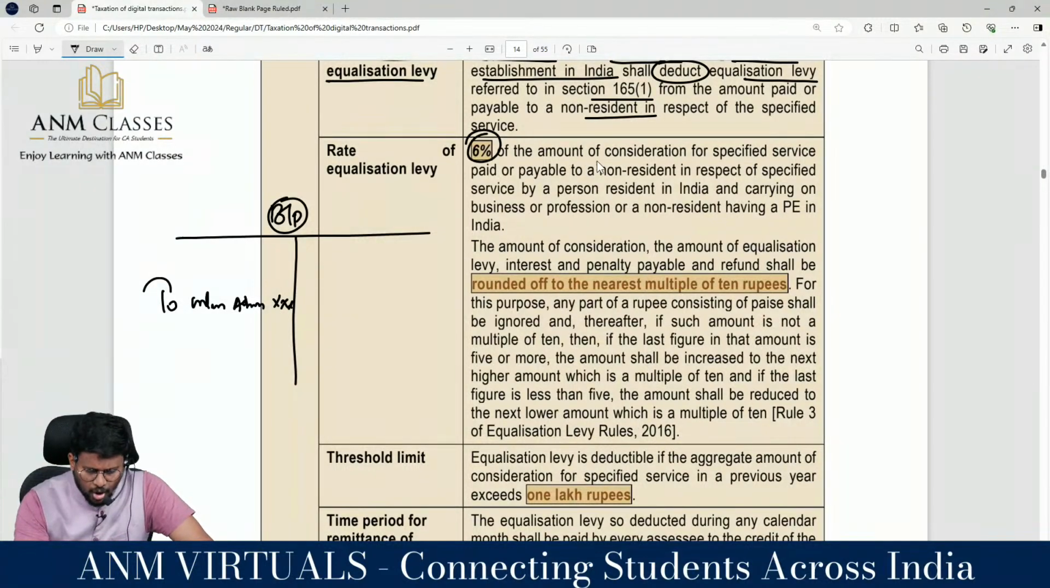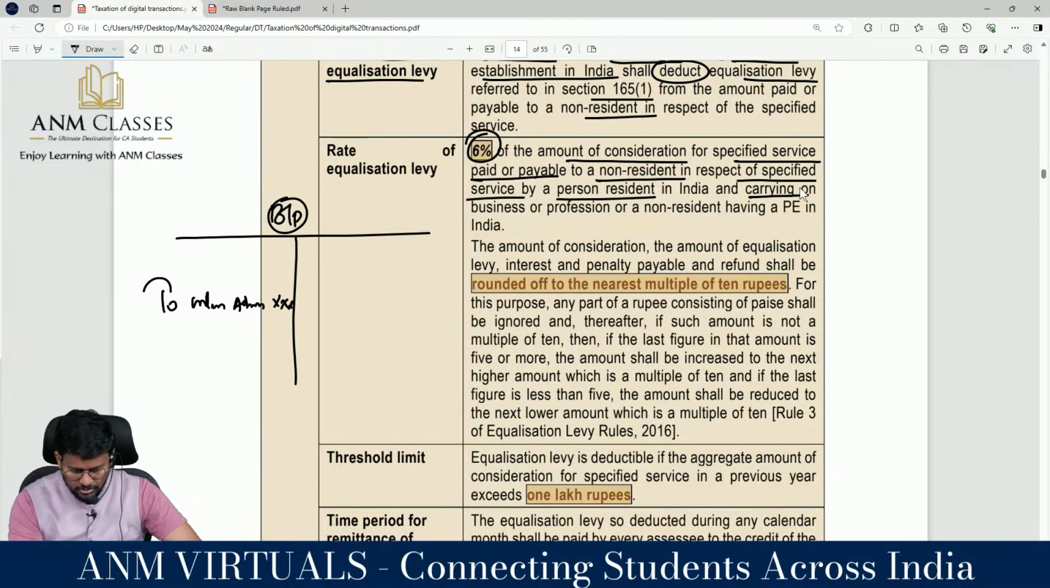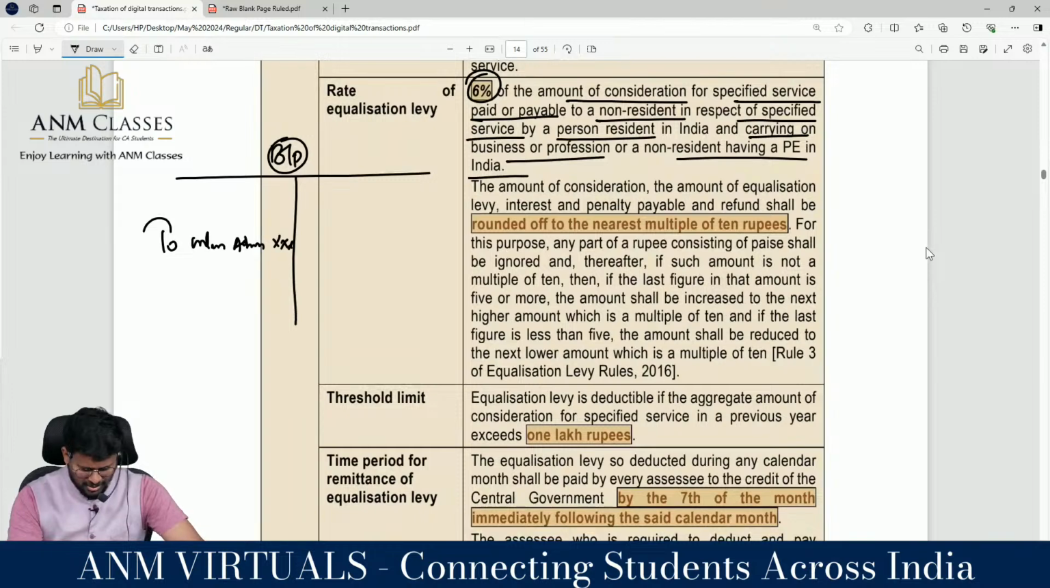It is a percentage of the amount of consideration for any services paid or payable to a non-resident in respect of specified service by a person carrying on business or profession, or a non-resident having a permanent establishment, that means basically the specified person, correct? Whatever consideration you pay, on top of that how much percent? 6%.